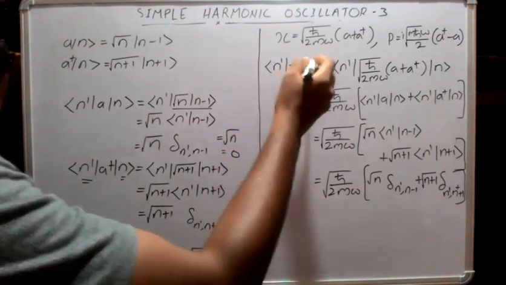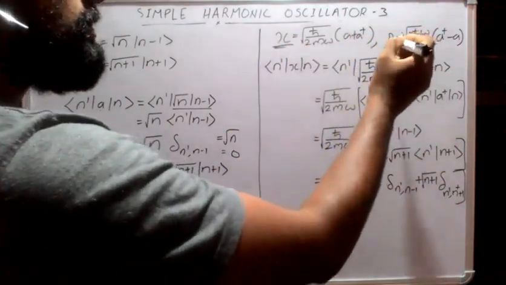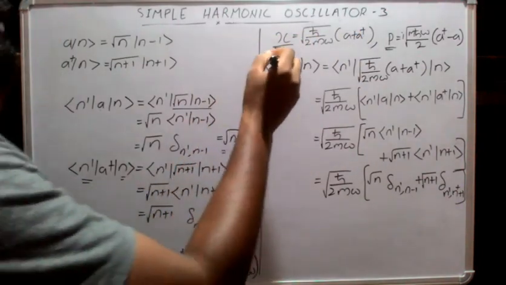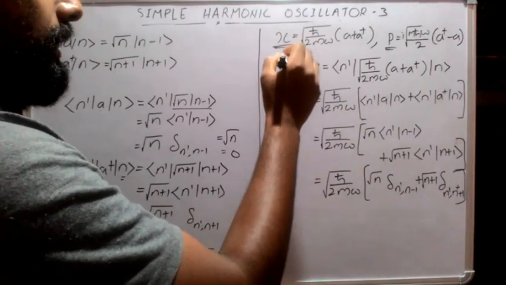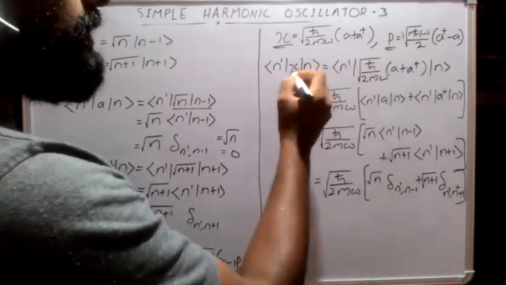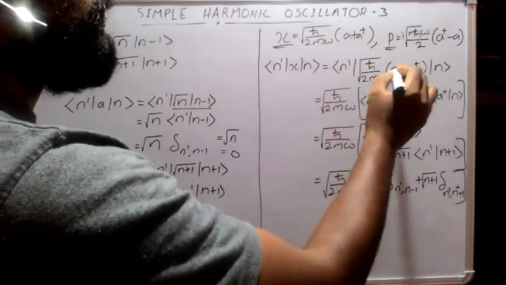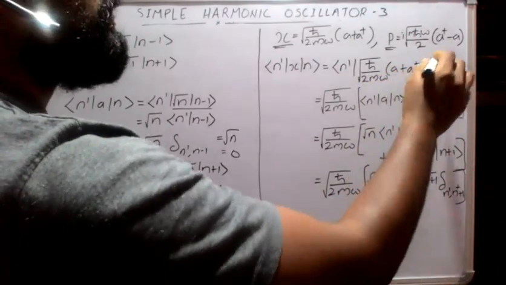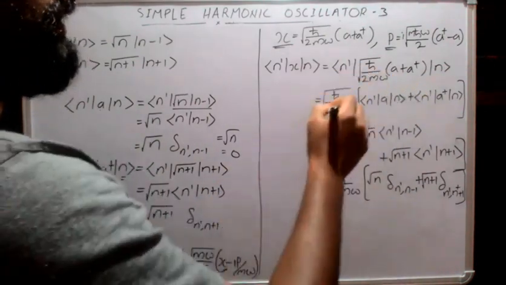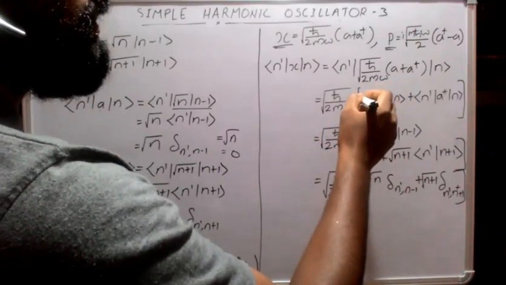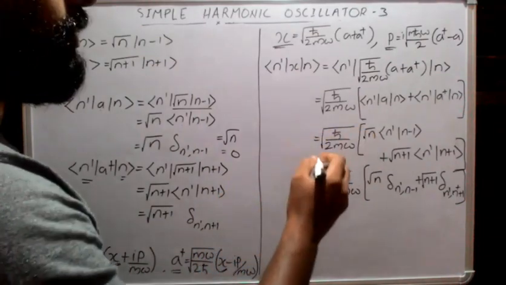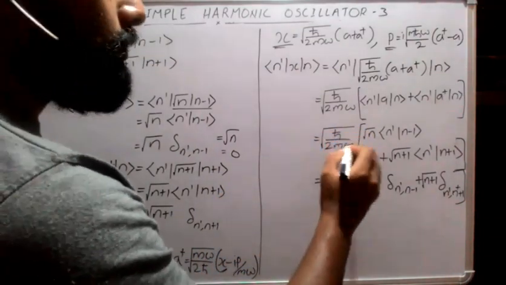Next, this is an operator, this is also an operator, so we are finding the matrix elements of these two operators. Matrix elements we are finding like bra n dash, x, ket n, equal to bra n dash, where operator x is under root h cross over 2 m omega (a plus a dagger), ket n. We can take under root h cross over 2 m omega outside, and inside the bracket we have n dash a n plus n dash a dagger n.